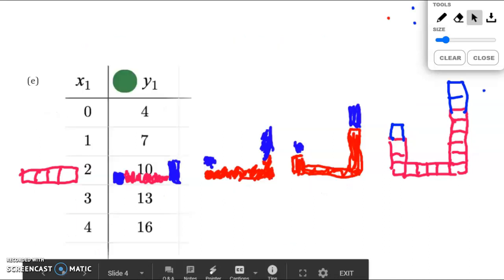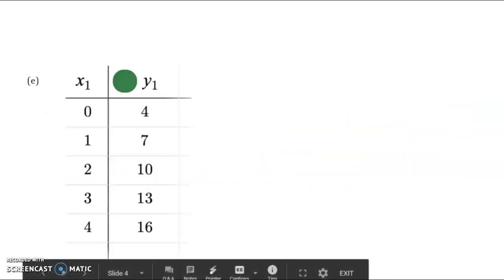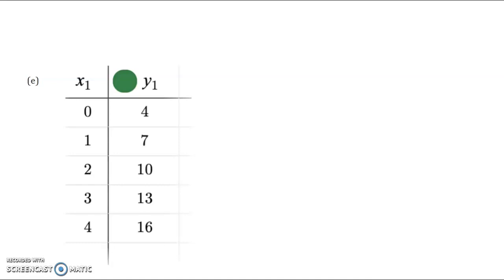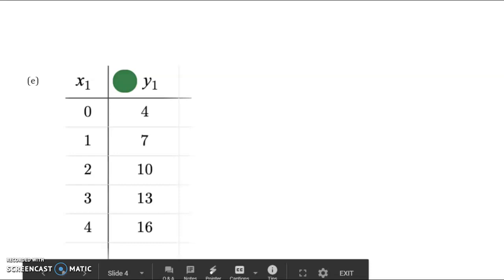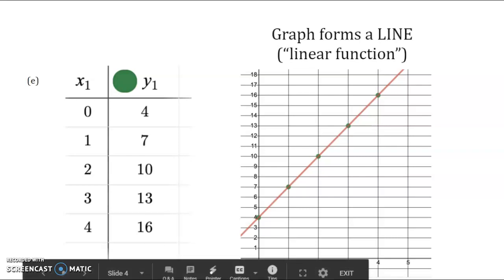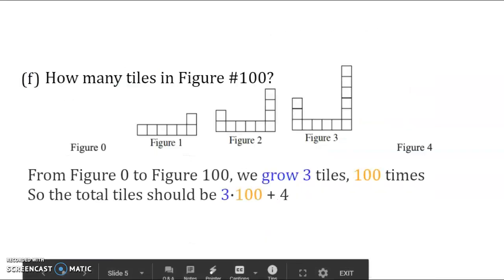From here, you could create a table. When we had figure 0, we had 4 tiles. When we had figure 1, we had 7 tiles. When we had figure 2, 10 tiles, and so on. That's what the table shows. And when we graphed it, it looked like this. The x-axis is the horizontal, that's the input, the figure number in this case, and the y-axis is the number of tiles, that's the output. And the graph formed a line.